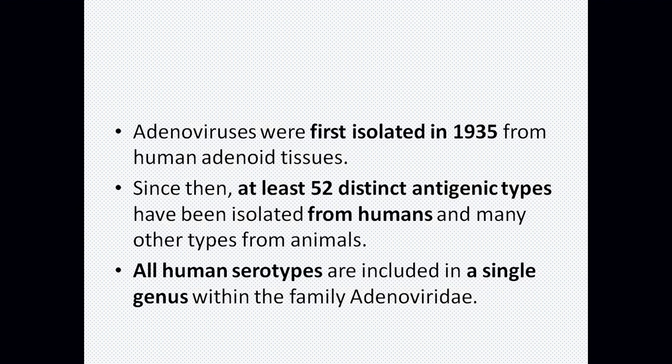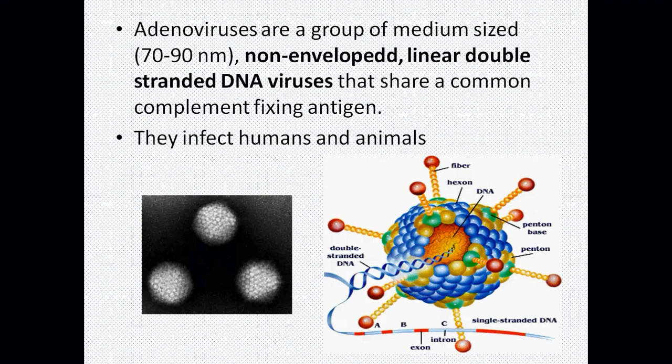Adenoviruses were first isolated in 1935 from the human adenoid tissue. Therefore, it is named adenoviruses. Since then, at least 52 distinct antigenic types have been isolated from humans. And all these human serotypes are included in a single genus, in the family Adenoviridae. So what are the adenoviruses?